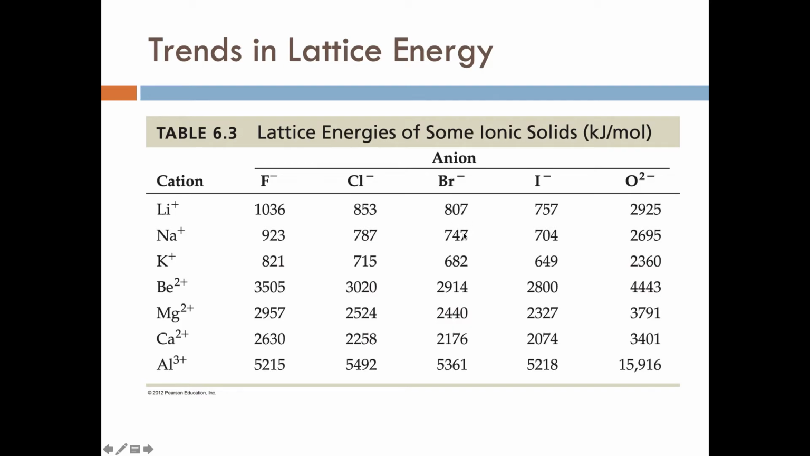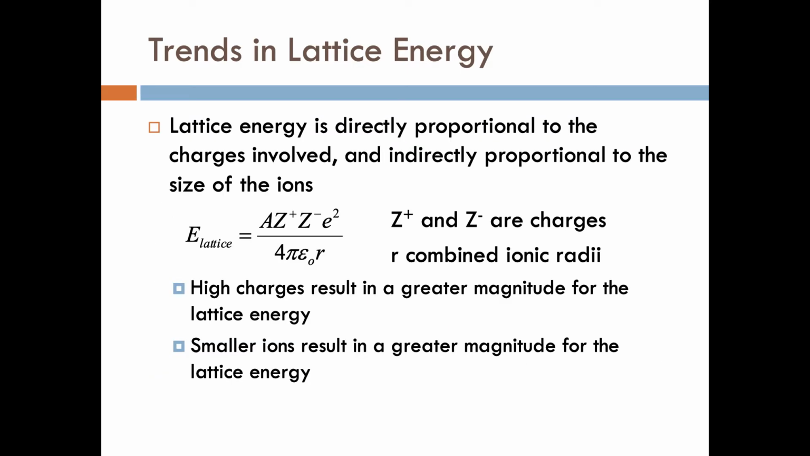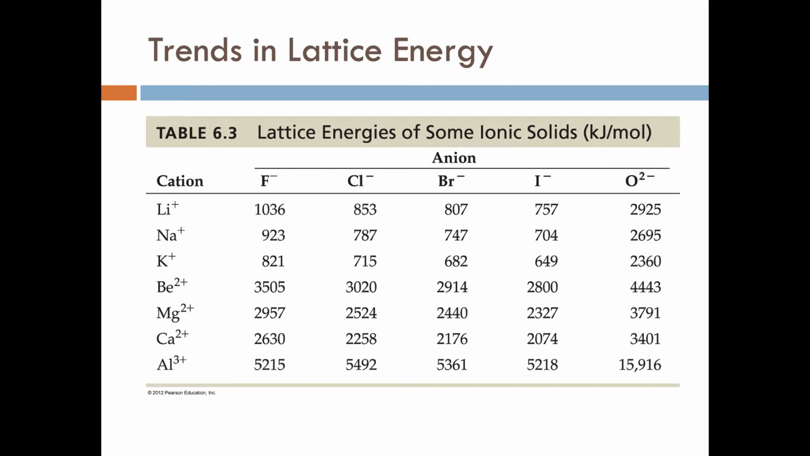It went down. Well, why did it go down? Well, bromine is a bigger ion than chlorine. Bromine is right below chlorine on the periodic table. So since bromine is bigger, if we think about that equation we just had on the previous slide, R is bigger, so that means the lattice energy should be getting smaller. That's the general trend that we see, and we see that all throughout this chart.